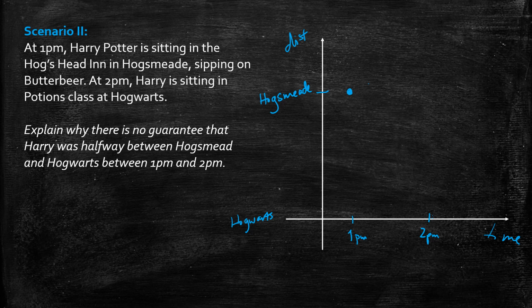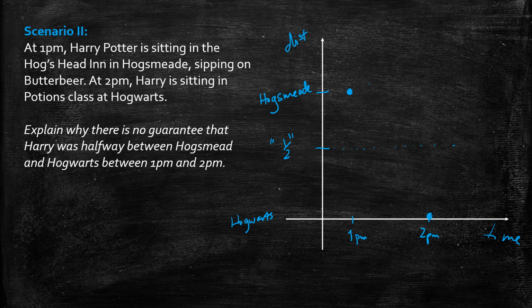He's in potions class, which is here. So halfway between the two, let's say that this is halfway, whatever that distance is, why would there be no guarantee that he would pass that halfway mark? Well, the assumption in this case is, is his motion continuous? Well, if he did get on the path, if he did walk the path between Hogsmeade and Hogwarts, of course he at some point would be at that halfway mark.